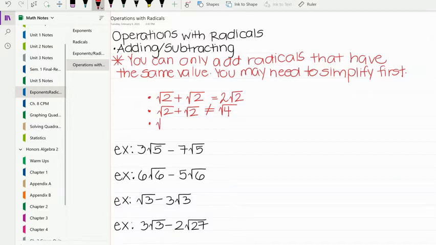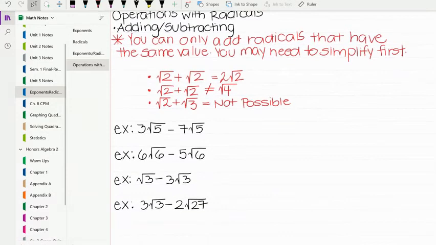And then if we have root 2 plus root 3, this would not be possible. We cannot add these because they don't have the same term. So think of it like terms, right? We can't do 3x plus 3y. If we're trying to add apples and oranges, we couldn't do that. So they have to have the same variable, or in this case, the same number under the radical.